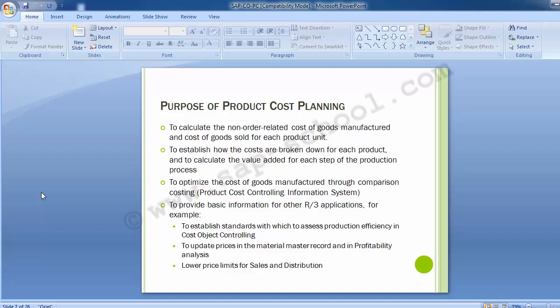controlling information system. To provide this basic information for other R3 applications, for example, to establish standards with which to assess production efficiency in the cost object controlling, to update the prices in the material master record and in the profitability analysis, lower unit limits for sales and distribution.